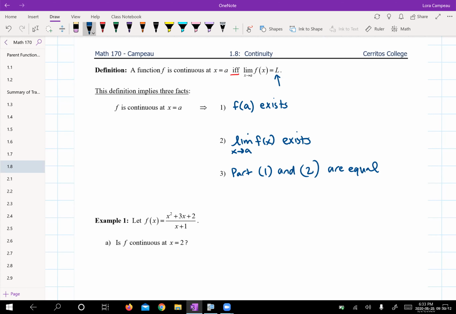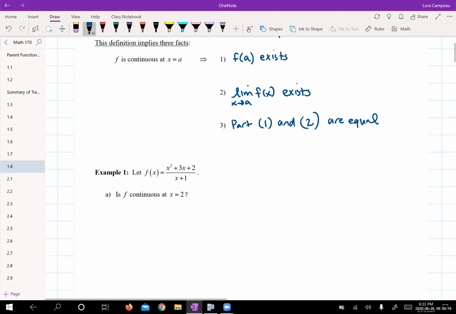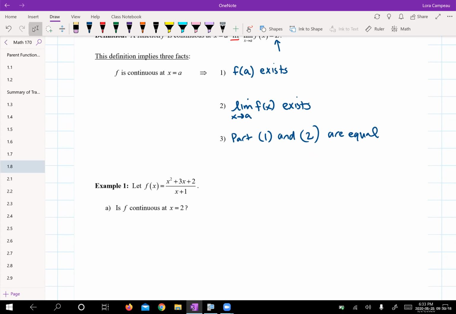So we're going to look at example 1 and see if we can apply this definition. We have a rational function from our past. Okay. So a little excitement going on.